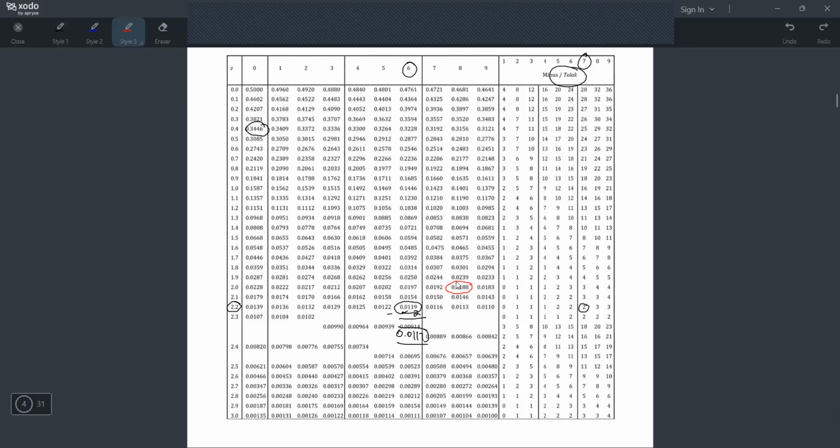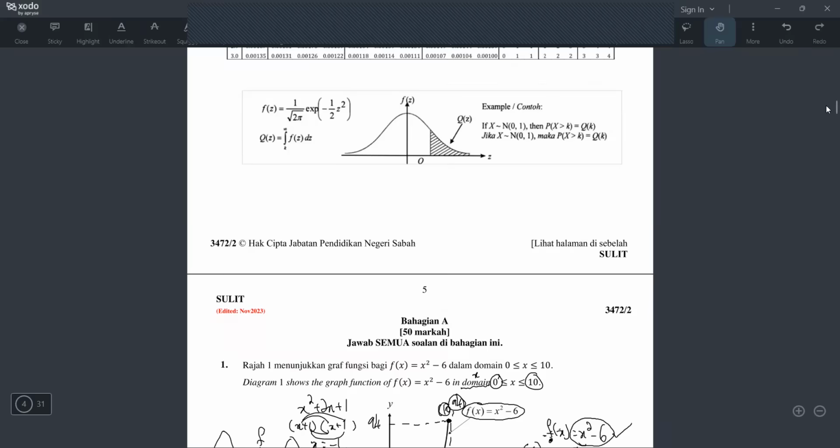But since this one is already exactly 0.0188, means I don't have to look at this column already. It means there's no 3 decimal place, there's only 2 decimal place. It means the answer will be 2.08. That's the answer, 2.08. Okay, you faham? Because I don't have to tolak anything. Okay, there's no extra here. So the answer is baca, and it will be 2.08. Okay, the Z value is 2.08. So now let's go back there and write 2.08.